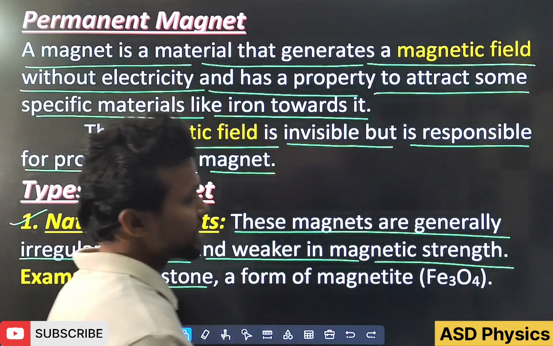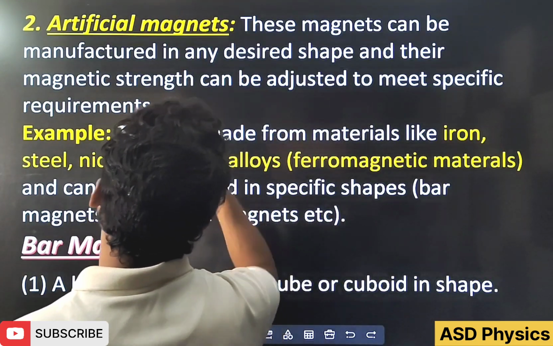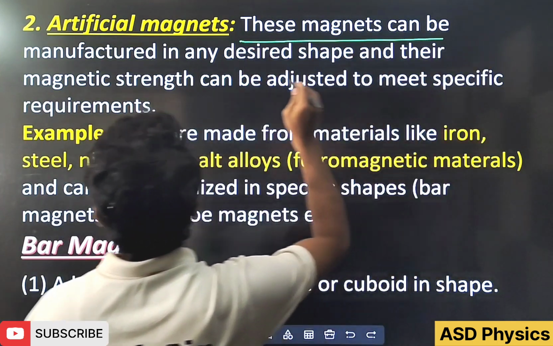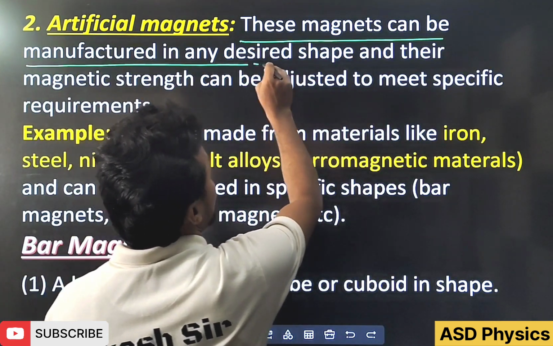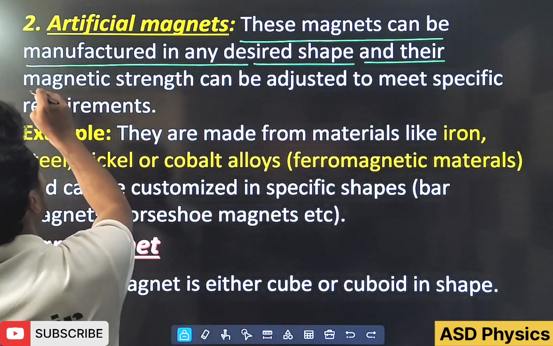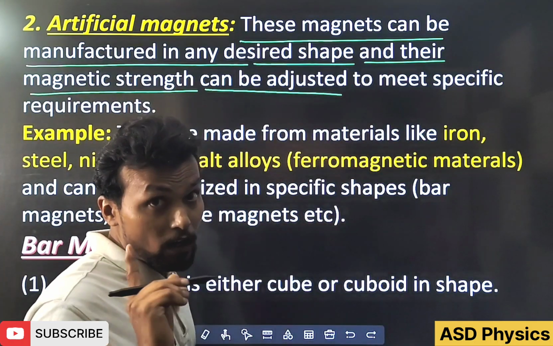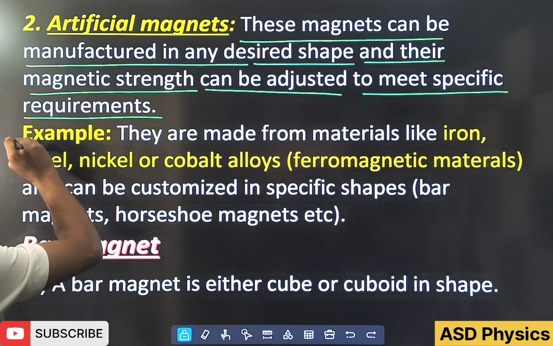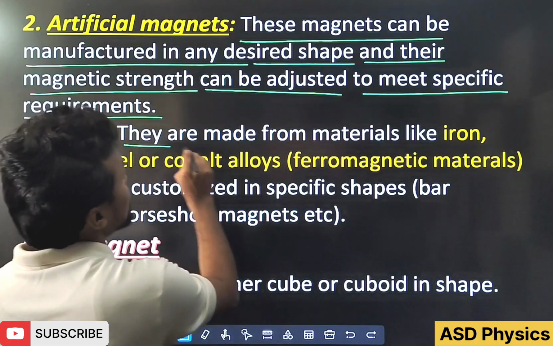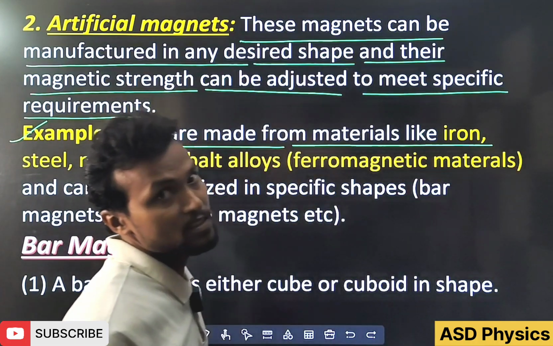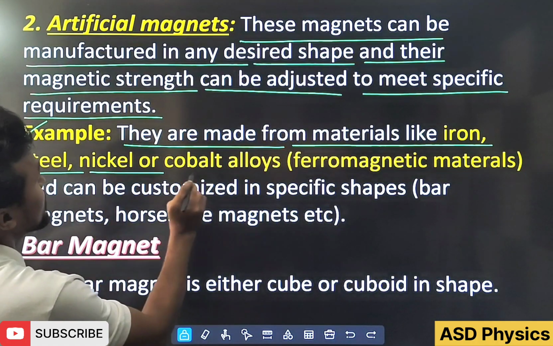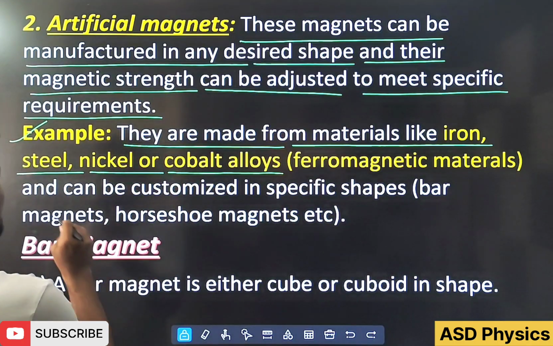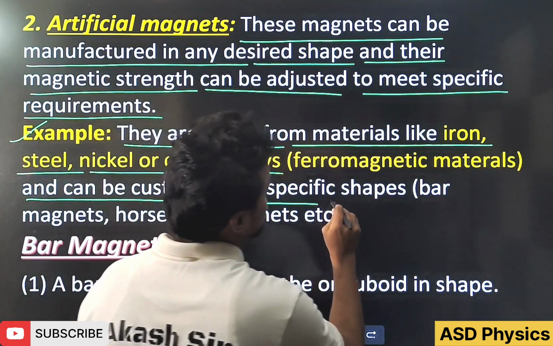Now we'll see after that the second kind of magnet, very important, that is the artificial magnet. Let's see what is this. So see here, these magnets can be manufactured in any desired shape and their magnetic strength can be adjusted to meet specific requirements. If we talk about the example, let's see here, they are made from materials like iron, steel, nickel or cobalt alloys. What are those? They are ferromagnetic materials and can be customized in specific shapes.